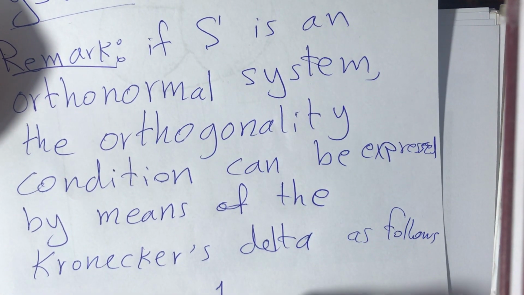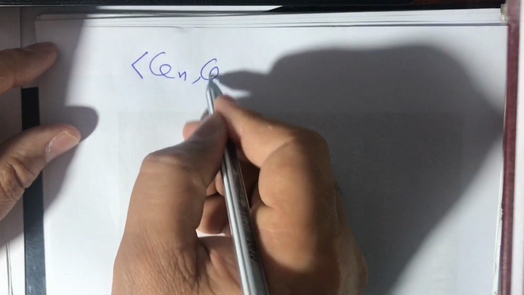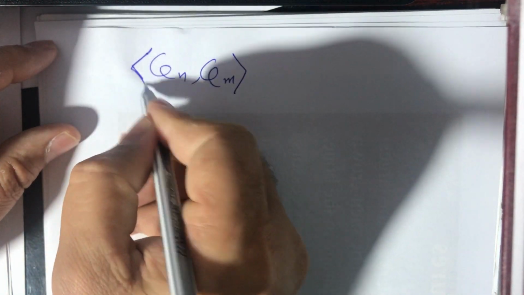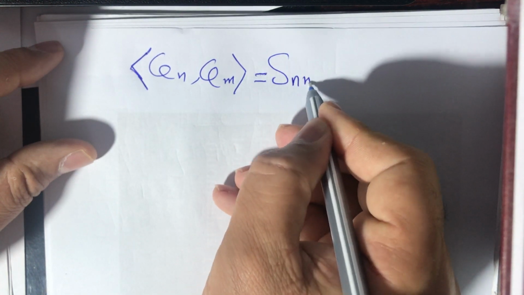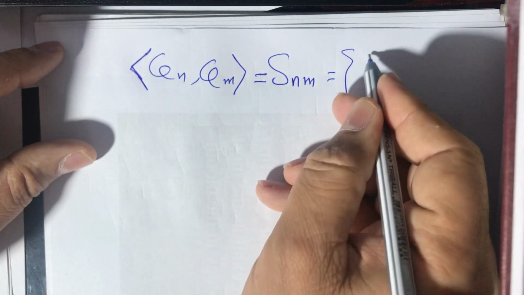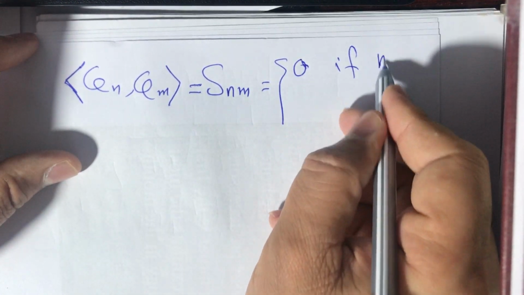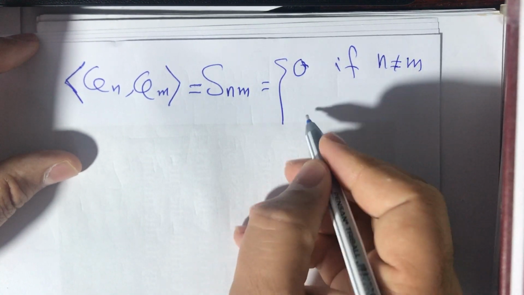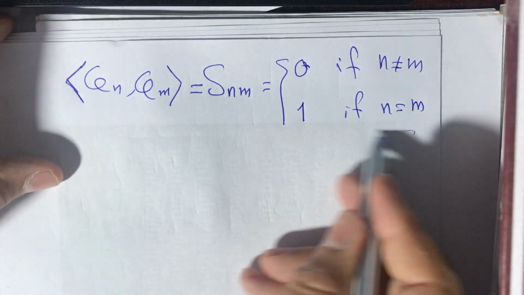This is page number 1. Phi m Kronecker delta is equal to delta nm. This is equal to 0 if n is not equal to m, and this is equal to 1 if n is equal to m. This is called the Kronecker delta.